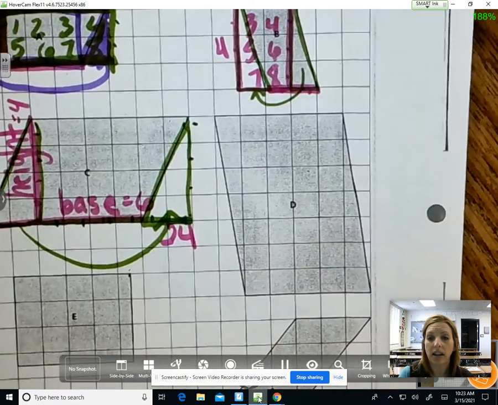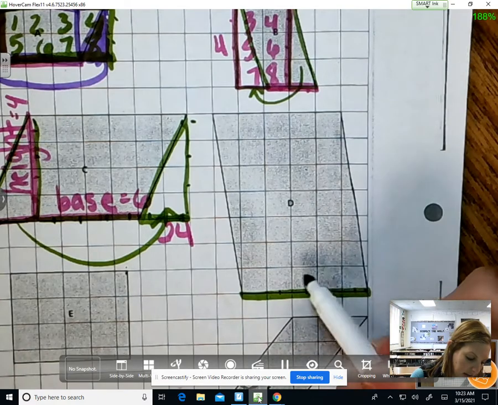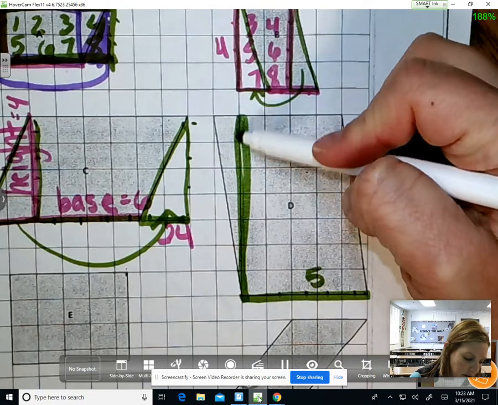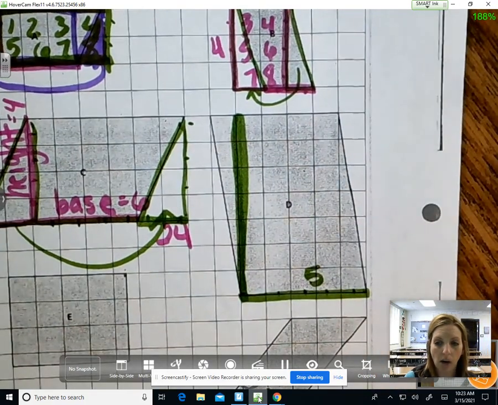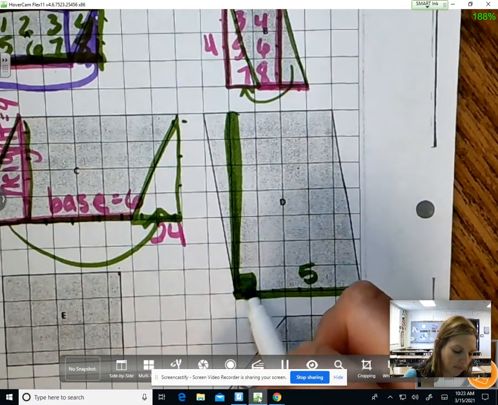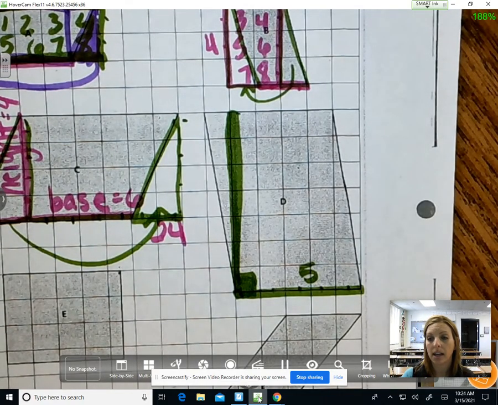If I look at the next one, base, 1, 2, 3, 4, 5, times my height. Now my height is similar to what I would do for a triangle. It always goes from the base to the top and makes that 90-degree angle. And what's different about parallelograms is they always have two bases, because the definition of a parallelogram is that you have two sets of parallel sides. The top and bottom are parallel and the sides are parallel. They never ever run into each other.